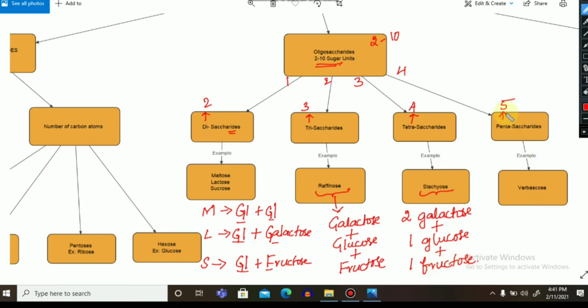right? And then pentasaccharides, that is verbascose, it will be having five sugar units here. So what happens here is we'll be having three galactose and then one glucose and one fructose. So this is the combination. So this is about the oligosaccharide.